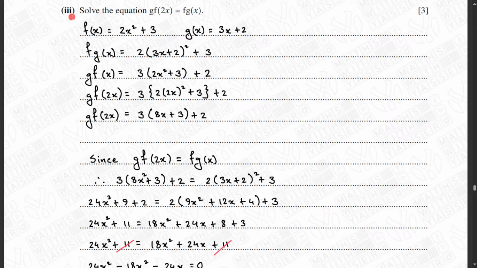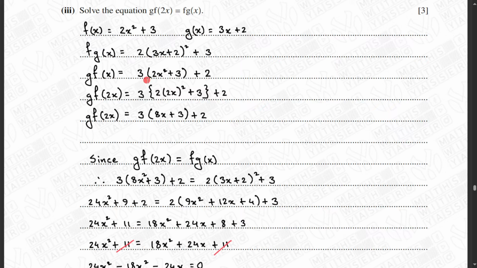In the third part of the question, we need to solve the equation gf of 2x equals fg of x. So these were the functions: f of x is 2x squared plus 3 and g of x is 3x plus 2. So fg of x must be, we substitute g into f of x and we get (3x plus 2) whole squared plus 3.